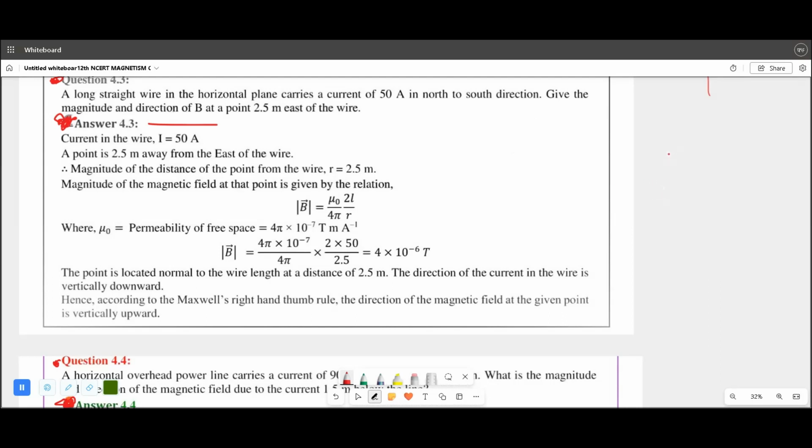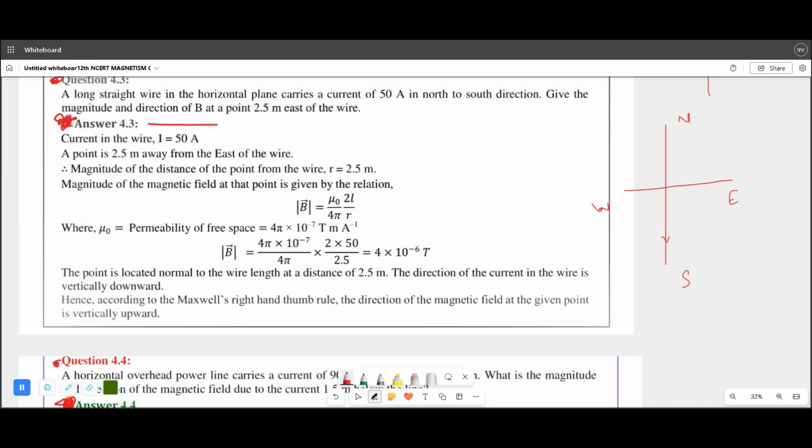Okay, so we have a long straight wire. Let's say this is north-south, which is traditionally what we take, so this will be east-west, right? The current is in the north to south direction, so in this direction we have current. We have to give the magnitude and direction.